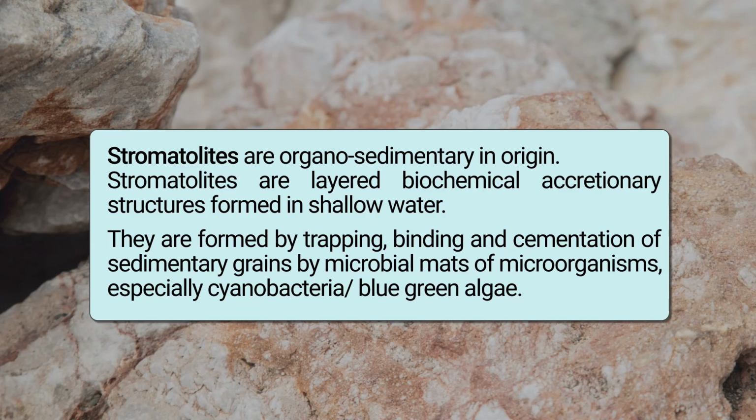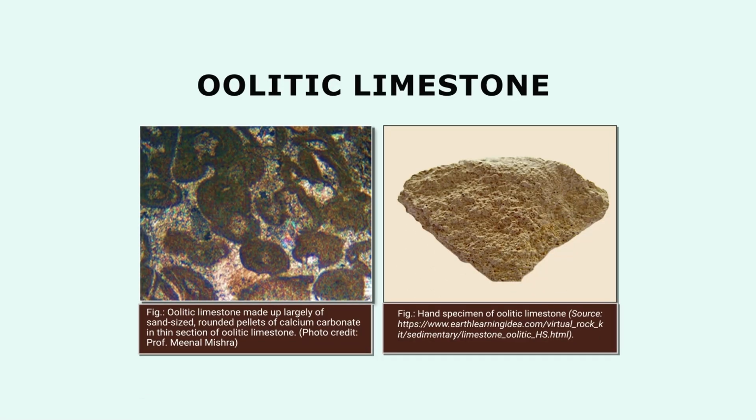They are formed in shallow water, and they are formed by trapping, binding and cementation of sedimentary grains by microbial mats of microorganisms, especially the cyanobacteria or blue-green algae. So, another limestone is oolitic limestone.